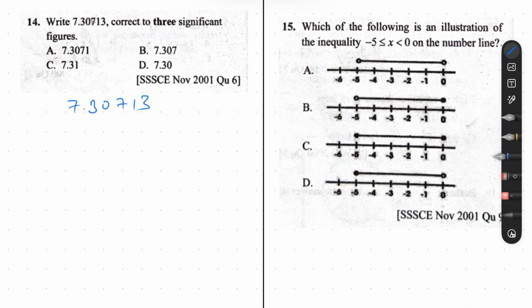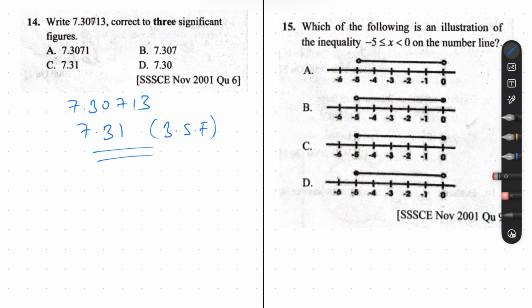So you're going to have 7.31, right? So our final answer is this. And then if you count it, we have 3, right? 1, 2, 3. 3 significant figures. 3 is F. Okay, let's move on to question number 15.